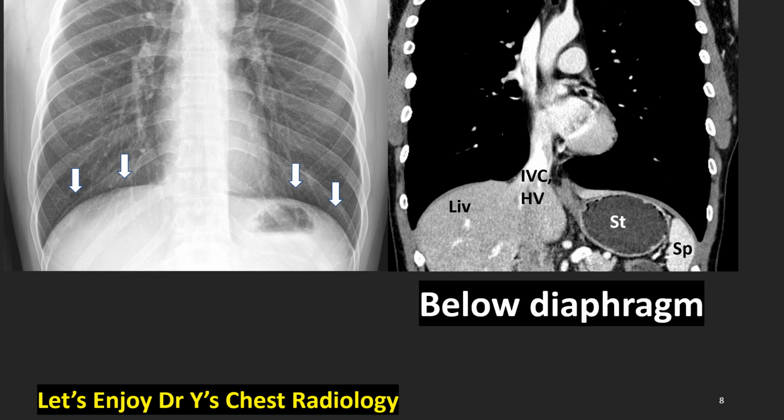And please look at the right side. What do we see? What do we include below the diaphragm margin? On your right side, liver, inferior vena cava over hepatic vein, and gas-filled, food-filled stomach, and then spleen on the left side of the wall.